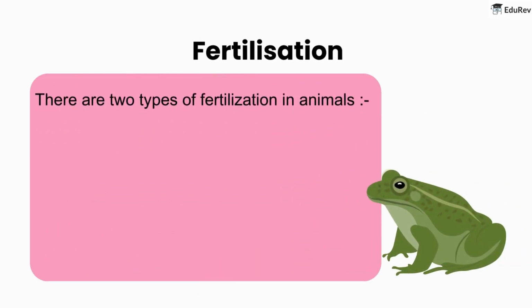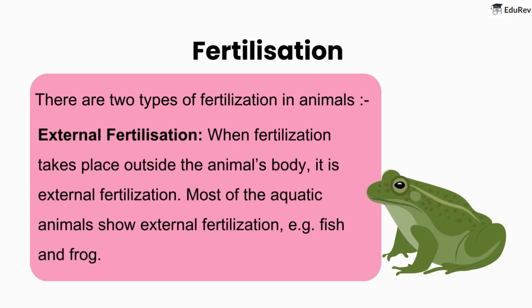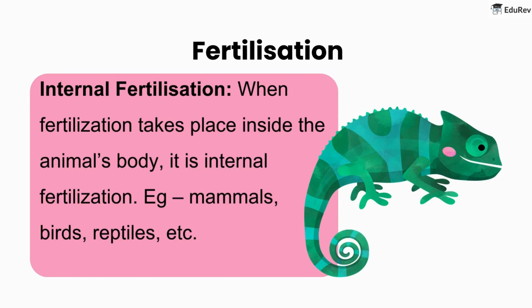There are two types of fertilization in animals. External fertilization: when fertilization takes place outside the animal's body, it is external fertilization. Most aquatic animals show external fertilization, for example fish and frog. Internal fertilization: when fertilization takes place inside the animal's body, it is internal fertilization. Examples: mammals, birds, reptiles, etc.